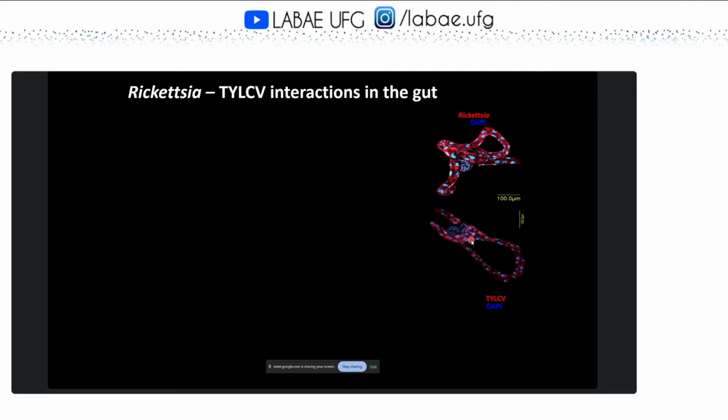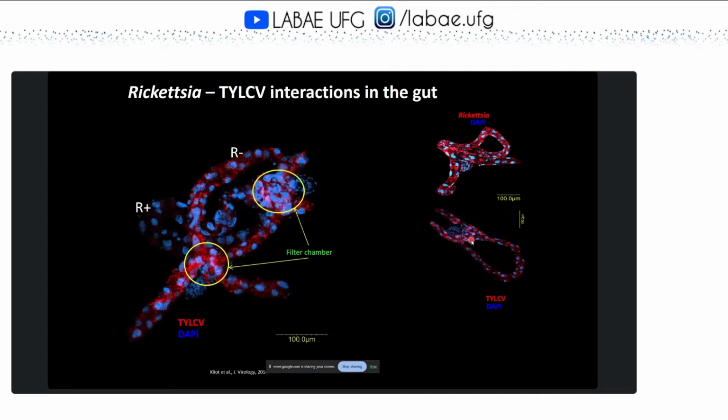And here, when we did many FISH experiments looking at Rickettsia and TYLCV in guts, one of the things that we noticed is whenever you have a heavy infection with Rickettsia, you have less virus in the gut. So here you see two guts. One is Rickettsia infected and one is Rickettsia uninfected. And here we are localizing the virus. So TYLCV is in red.